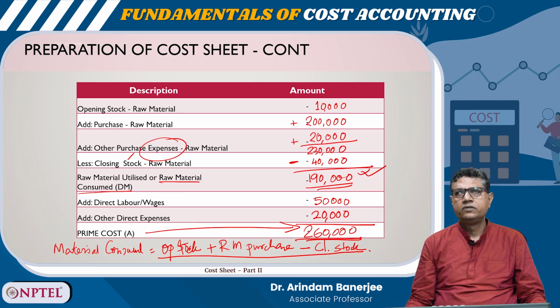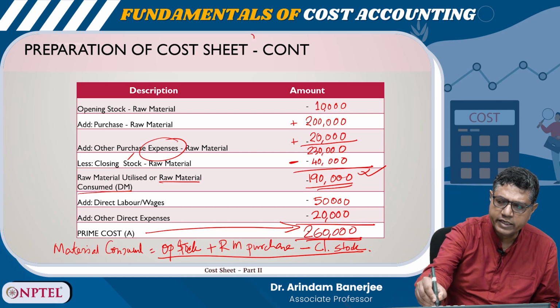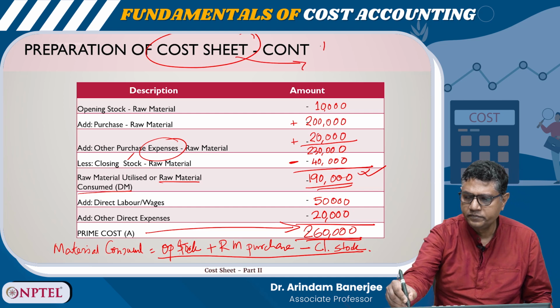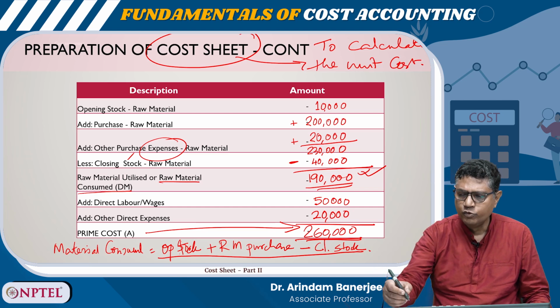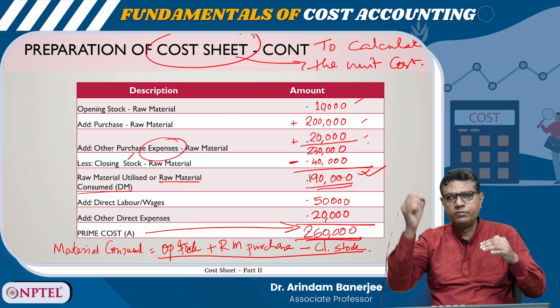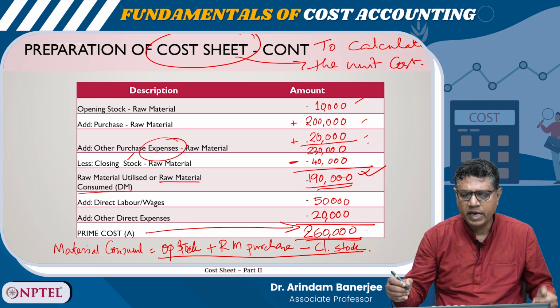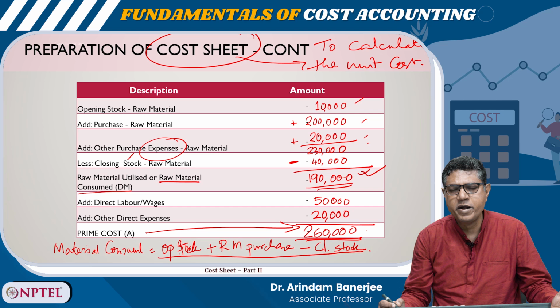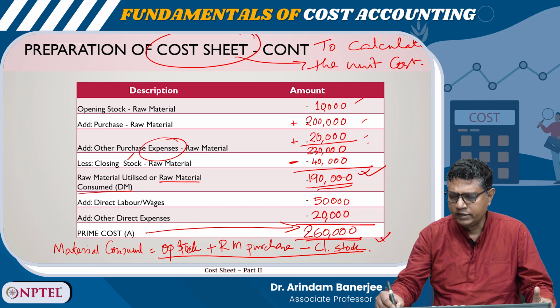Okay, fine. So what is the purpose of the cost sheet? The purpose of the cost sheet is to calculate the unit cost, right. So what we can do is, we will see later on, we can take the total costs like this, and then at the end we can divide the total cost by the number of units, right, and we can arrive at the per unit cost. So like this we can calculate the raw material consumed plus the labor plus the direct expenses. So we can calculate the prime cost here.